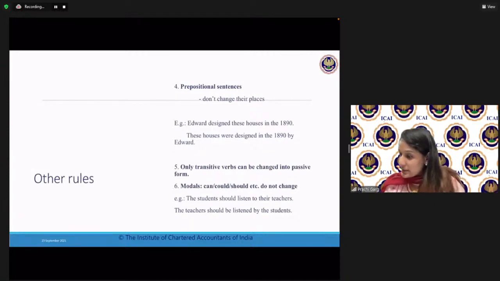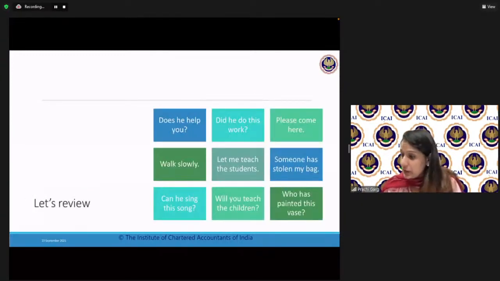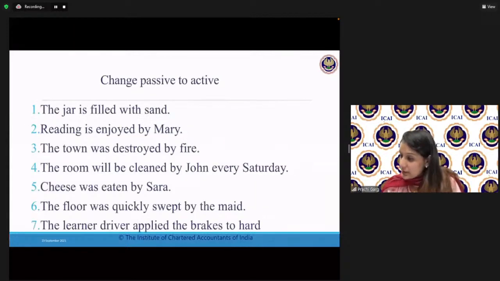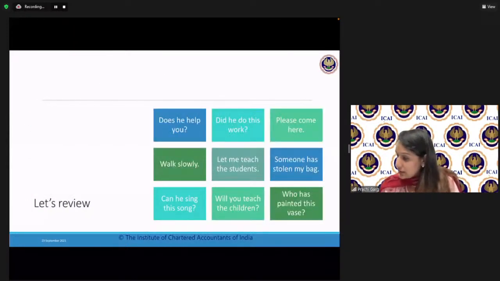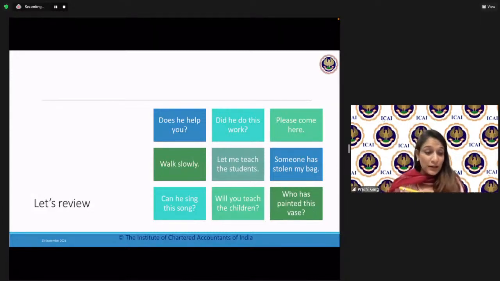With prepositional phrases, don't change their places. Edward designed these houses in the 1980s. So in the 1980s, the prepositional phrase will not change places. Transitive verbs can be changed into passive forms, only transitive, not intransitive verbs. Modals like can, could, should do not change between active and passive. I want you to quickly look at these examples and discuss them, and then quickly move on to direct indirect speech.